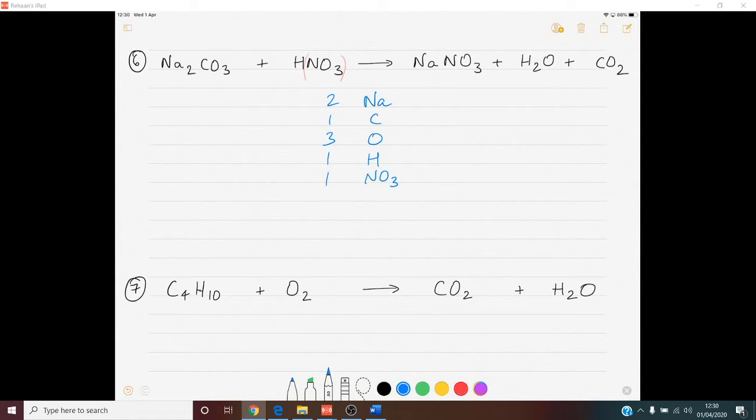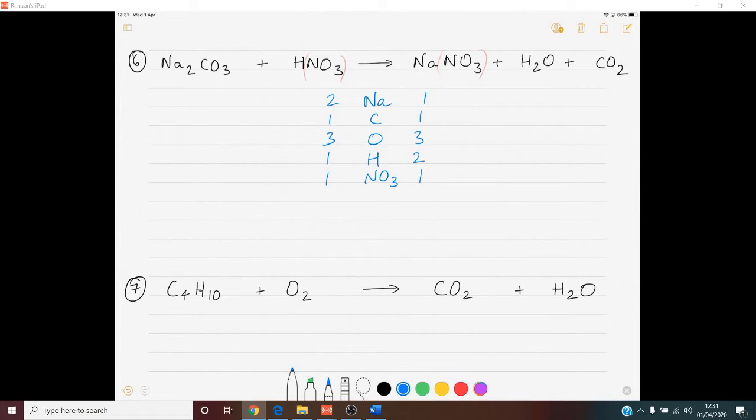On the right hand side, 1 sodium, 1 NO3, again invisible bracket, group it together. There's only 1 carbon on the right, sorry. Altogether, we have 1 oxygen and 2 oxygens here, which makes 3. Hydrogen, there are 2.